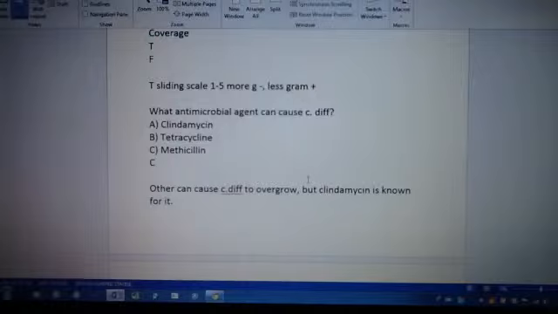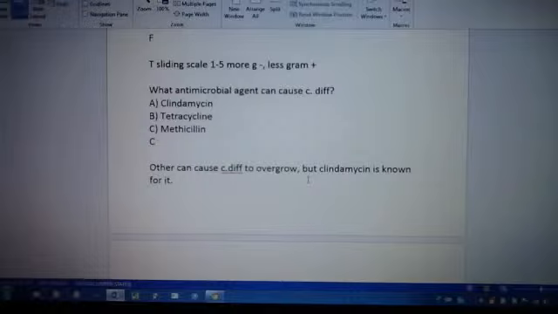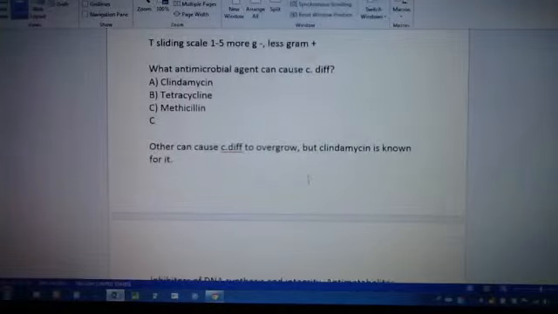Next, what antimicrobial agent can cause C. diff? A, clindamycin, B, tetracycline, C, methicillin. The answer is C, methicillin. No, it isn't. The answer is A, clindamycin. What am I doing here? Clindamycin can cause C. diff. Others can cause C. diff to overgrow, but clindamycin is known for it. That's right, so ignore that answer. The answer is A, clindamycin.